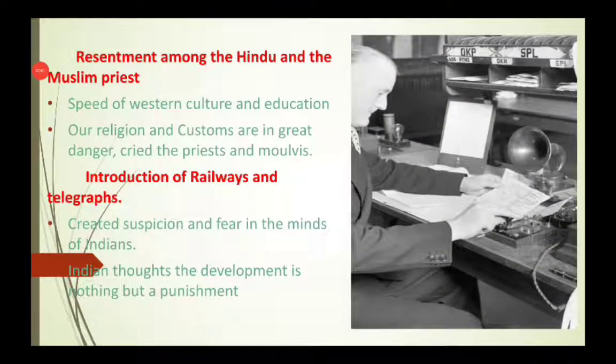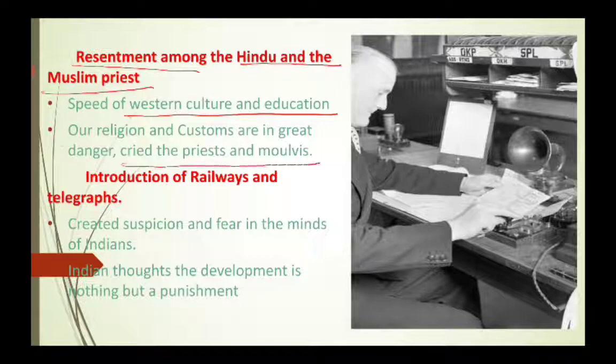The third one is resentment among the Hindu and the Muslim priests. Here, what happened? The Britishers started to spread Western culture and education in Indian schools. They made it compulsory to teach the Bible. They made sure that Indians know the English language so that they can communicate with the locals. So they started to make changes. As soon as they made the Bible a compulsory subject, the priests and Maulvis started to cry that our religion and customs are in great danger.